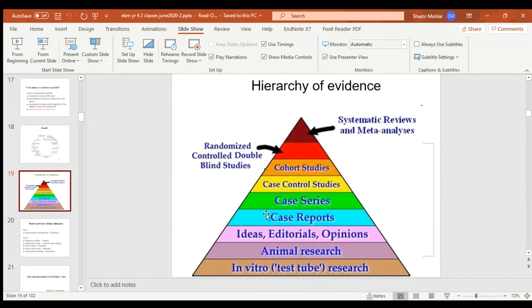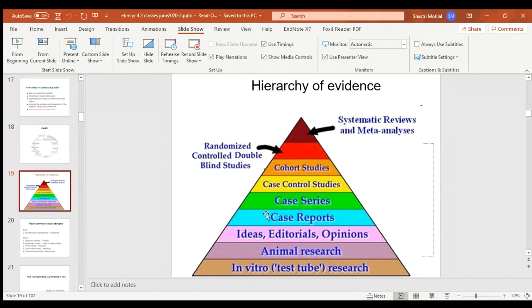So case reports are good in that they highlight rare conditions, but you can't practice medicine based on them. Just because a case report said a person had a condition and they used the treatment and the treatment worked, that doesn't mean that treatment is going to work for everybody else who has the same condition. So case series and case reports are low in the hierarchy of evidence. The strength of evidence from them is much less than the studies above.